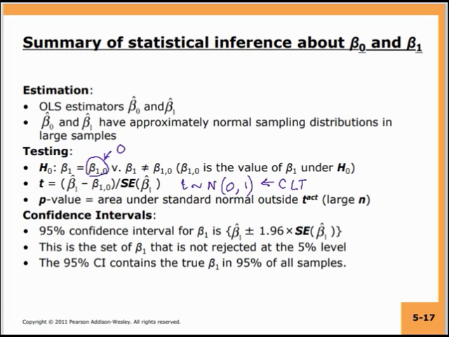Okay, and then we can get the confidence intervals for the beta 1 parameter, and this is the set of beta 1 that is not rejected at the 5% level. So the 95% confidence interval contains the true beta 1 in 95% of all samples. So this is where we will end today's lecture, and we will continue in the next lecture with binary dependent variables and the idea of heteroskedasticity and homoskedasticity.